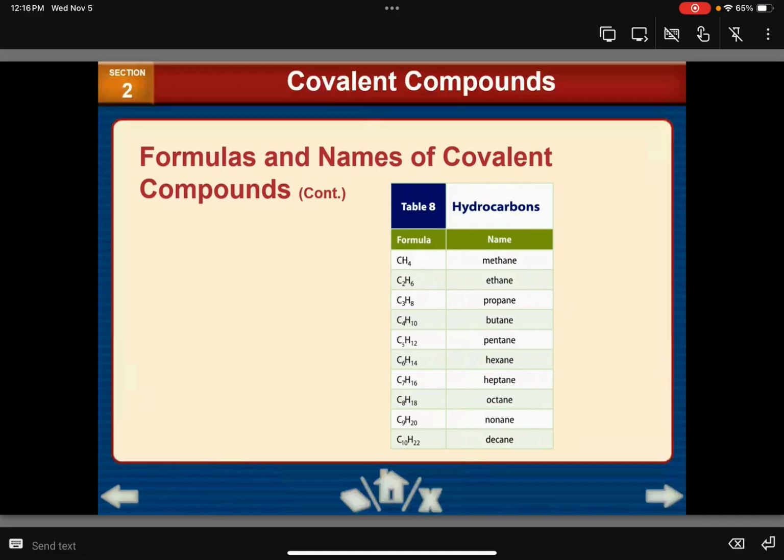So these are also given a prefix, and they are related to how many carbons are in each of these. But I don't expect you to know that. You don't need to memorize that. You have the table there for you. Any questions?